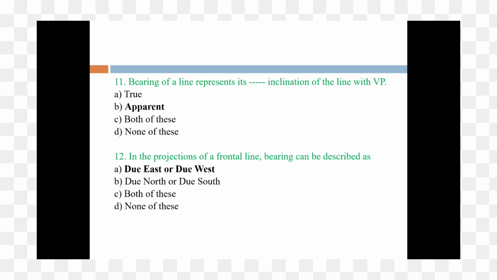As we know, the bearing of the line we get in the top view itself. As I have told, the top view of the frontal line we get as a line which is parallel to x1. So that's why its bearing will be either due east or due west. So here option A will be correct, due east or due west.